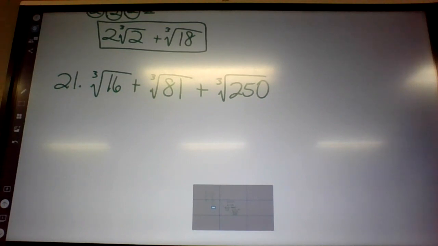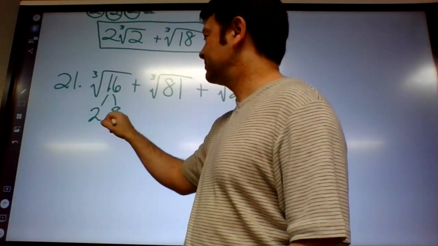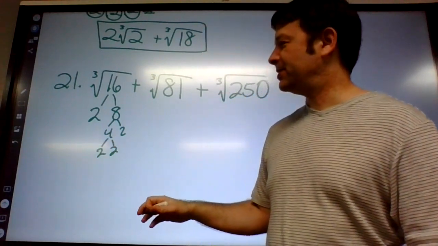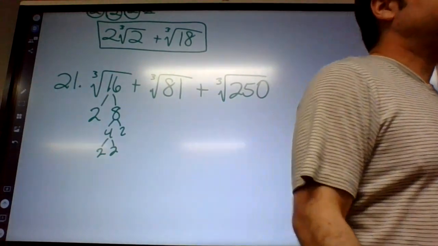Any guesses, Lauren? 16 is 2 times 8, and then 8 can go into 4 and 2, and then 4 can go into 2 and 2. Okay, so what's this gonna turn into?